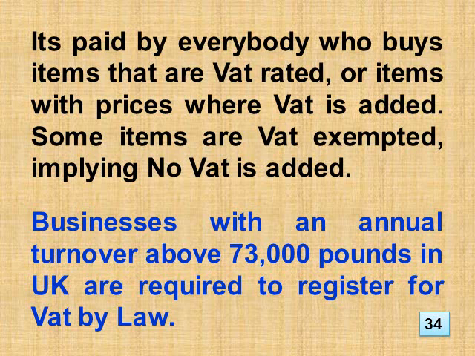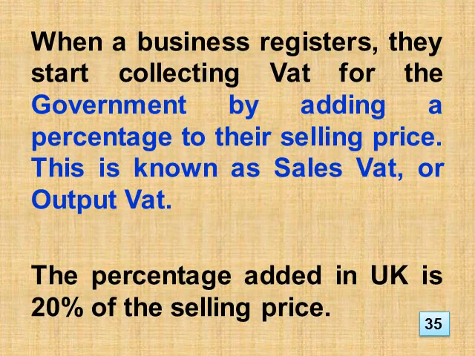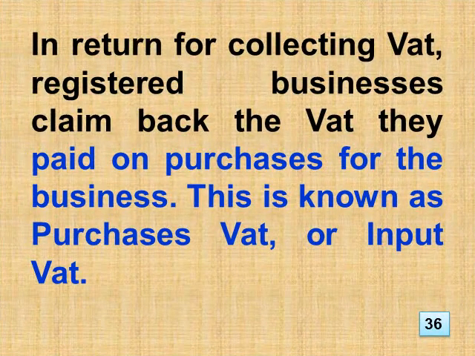Businesses with an annual turnover above £73,000 in the UK are required to register for VAT by law. When a business registers, they start collecting VAT for the government by adding a percentage to their selling price. This is known as sales VAT, or output VAT. The percentage added in the UK is 20% of the selling price. In return for collecting VAT, registered businesses claim back the VAT they paid on purchases for the business. This is known as purchases VAT, or input VAT.